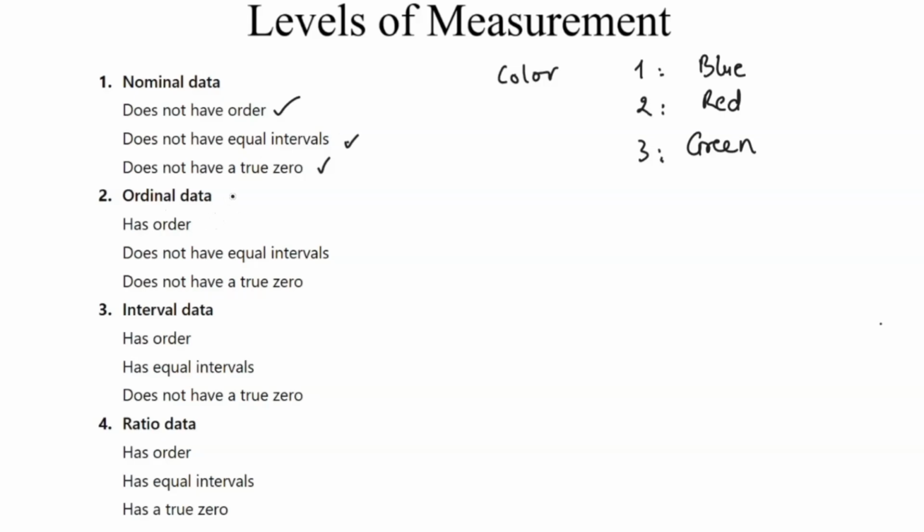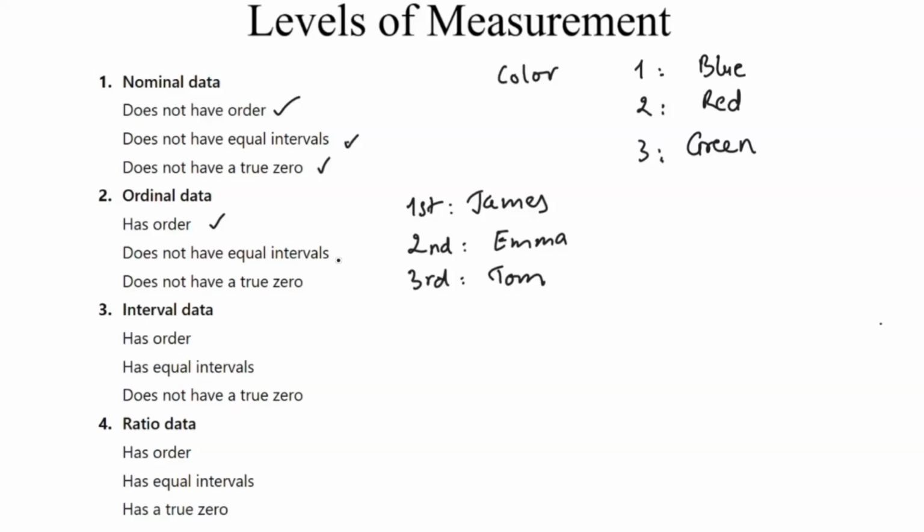Ordinal data. Ordinal data has order, doesn't have equal interval, and doesn't have a true zero. So what is ordinal data? For example, in a competition, the first rank is James, and the second rank is Emma, and the third rank is, for example, Tom. So this is also categorical data. Ordinal data has order because James has a higher ranking than Emma, and Emma has a higher ranking than Tom. Tom has a lower ranking than Emma. So ordinal data has order.